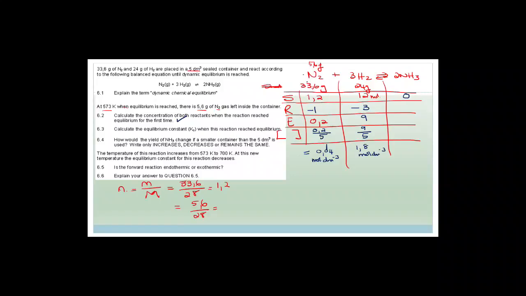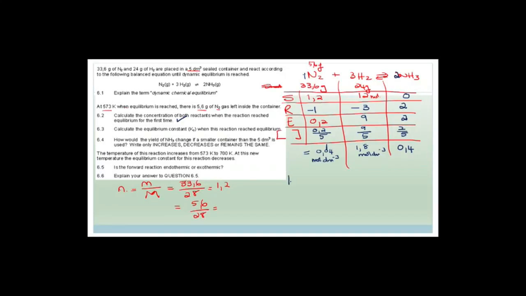Therefore, if we look at this reaction, it is a ratio of 1 to 2, right? Therefore, if we use up 1 here, we're going to gain 2 there. So we need 2 moles here. So at equilibrium, we're going to have 2. This is going to be 2 over 5, which is going to be 0.4.